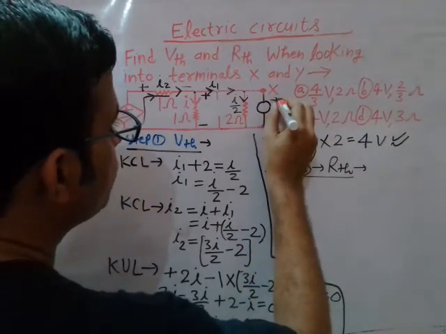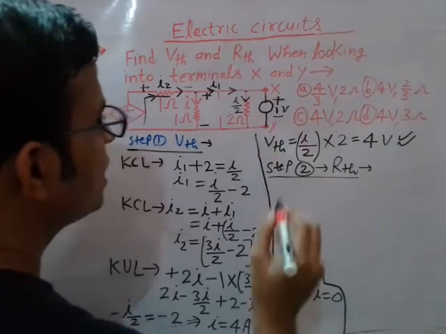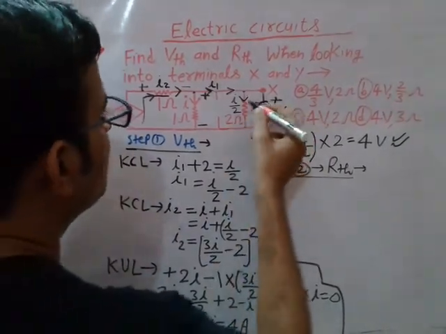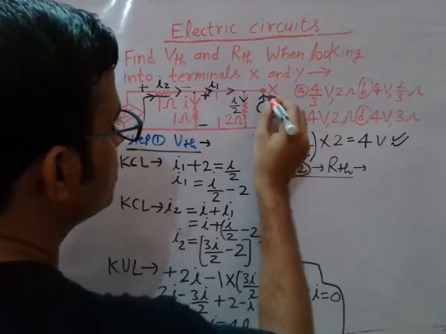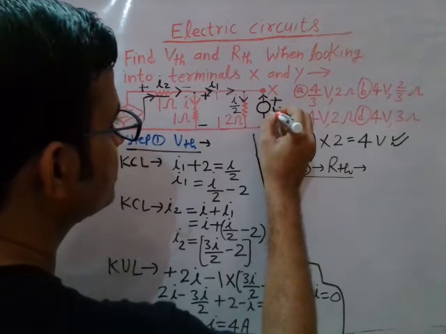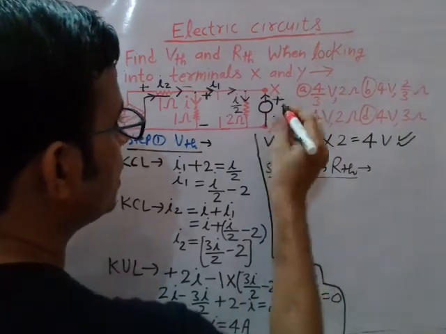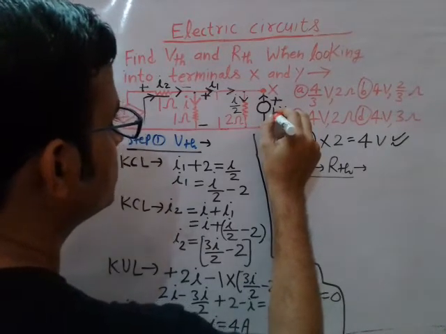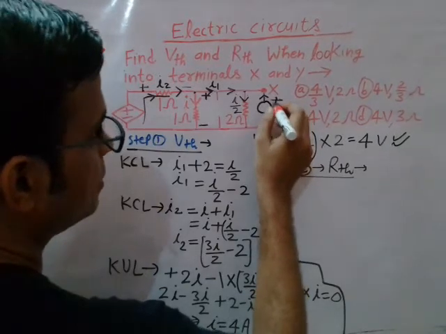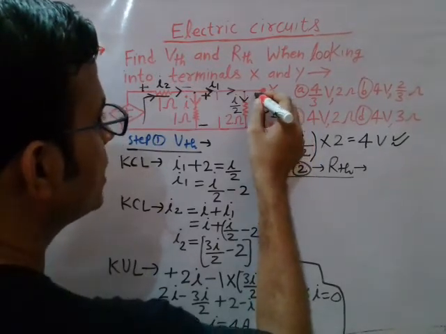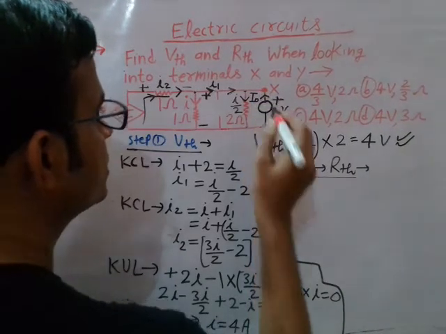For the calculation of RTH, suppose the current which is delivered by this independent voltage source is I naught. This is a test voltage source I have connected, whose value is equal to 1 volt, and the current delivered by this test voltage source is suppose I naught, right?